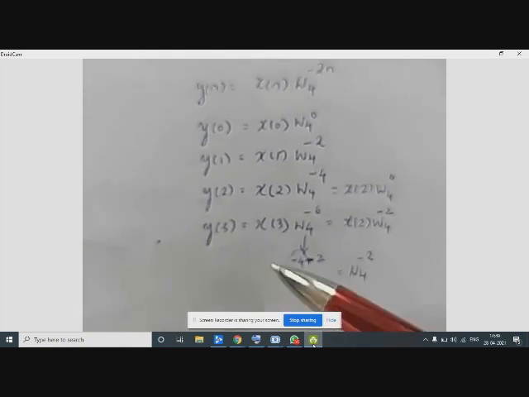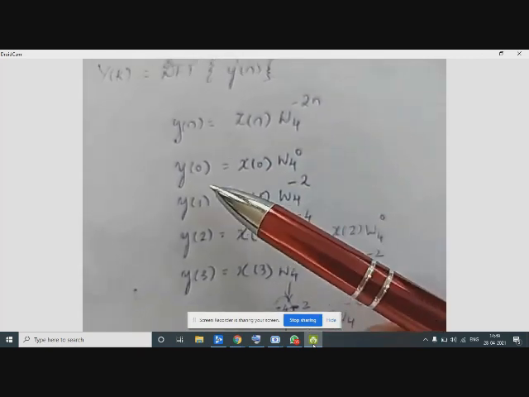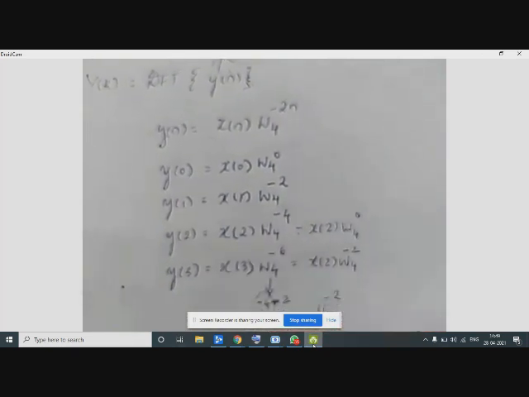Okay, so y of 0, I have substituted values for y of n: y of 0, y of 1, y of 2, y of 3. So you will get this.